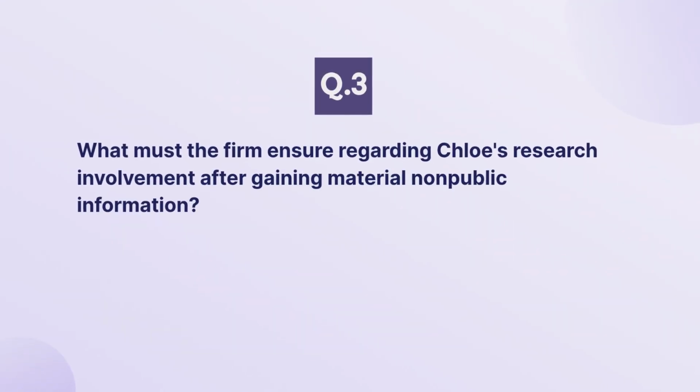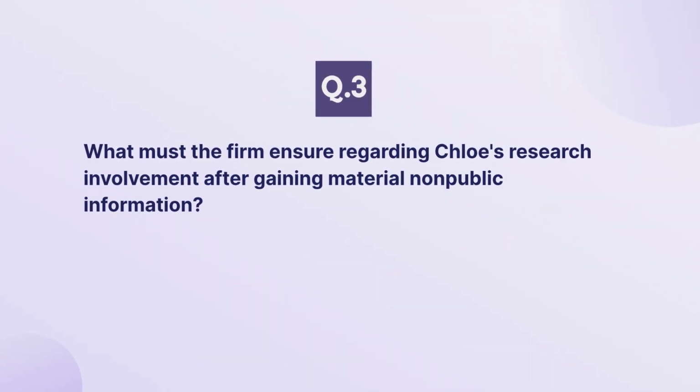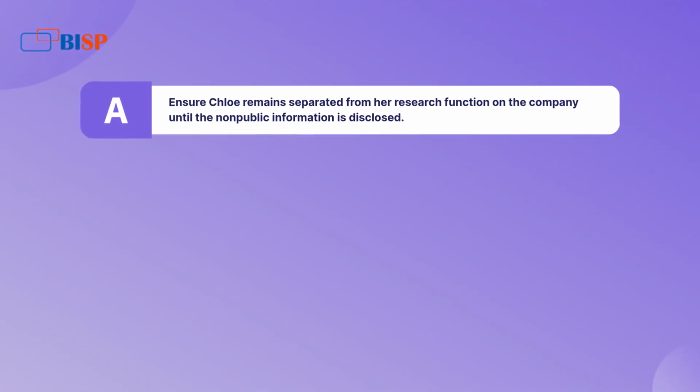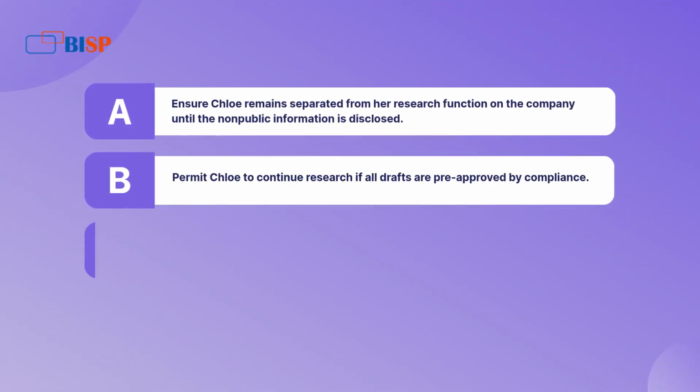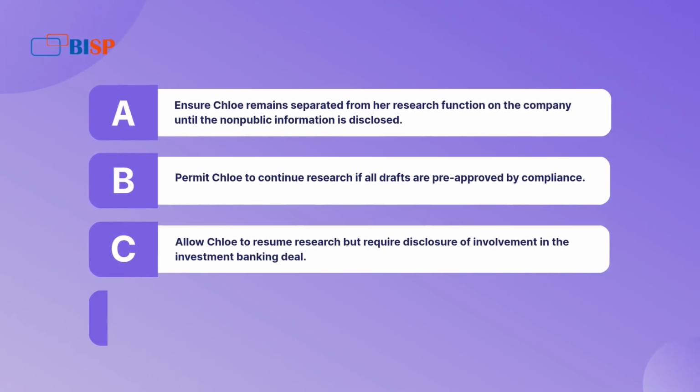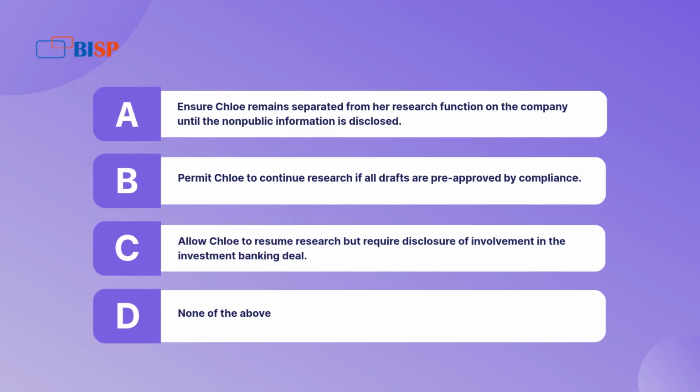Question number 3. What must the firm ensure regarding Chloe's research involvement after gaining material non-public information? A. Ensure Chloe remains separated from her research function on the company until the non-public information is disclosed. B. Permit Chloe to continue research if all drafts are pre-approved by compliance. C. Allow Chloe to resume research but require disclosure of involvement in the investment banking deal. D. None of the above.